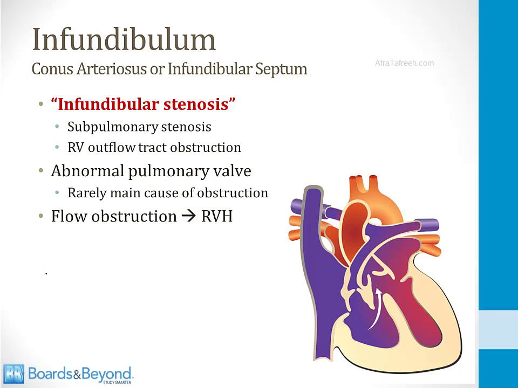Not only is the infundibulum the cause of the overriding aorta and the VSD, it's also the cause of the subpulmonary stenosis. The type of stenosis seen in tetralogy of Fallot is called infundibular stenosis. The infundibulum is abnormally formed and therefore it restricts the flow out of the right ventricle into the pulmonary artery. This is described as subpulmonary stenosis or RV outflow tract obstruction.